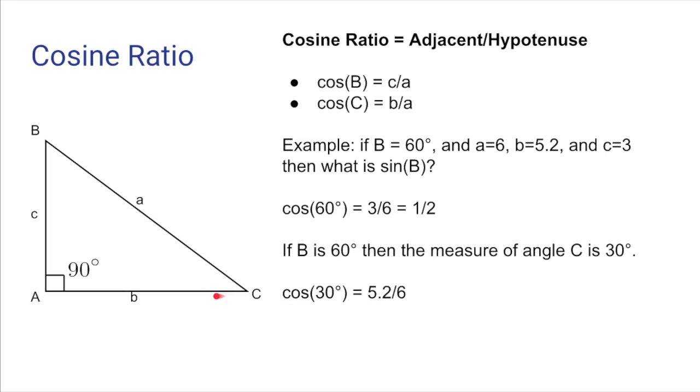And the same thing here. This side, cosine 30, we would write that as B over A, which is 5.2 over 6, and that's what we have here.